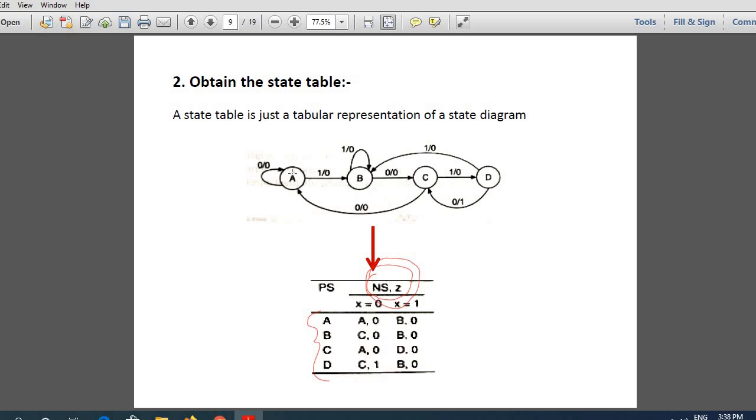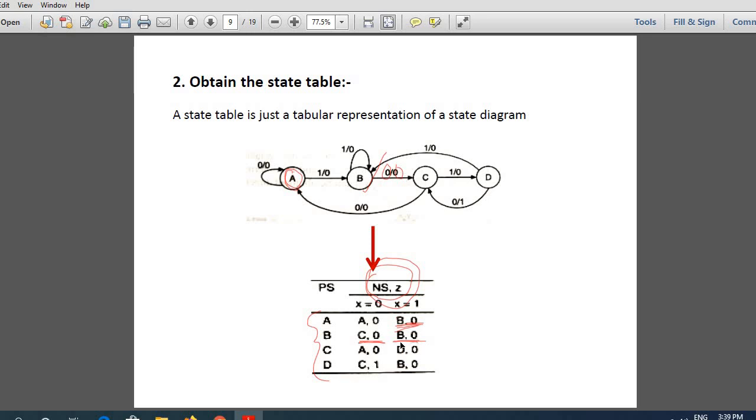Now, this is how you write. First take the present state A. When you provide input of 0, what is your output? 0. Look here, input 0. It goes to state A itself and your output is 0. When you're providing input of 1, it goes to state B and output 0. Now, when you are in state B, what happens? When there is input of 0, your output is 0, it goes to state C. Look here, it goes to state C, output 0. And when your input is 1, it remains in state B and output 0. Look here, it remains in state B, output 0.